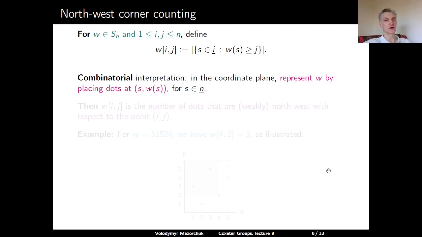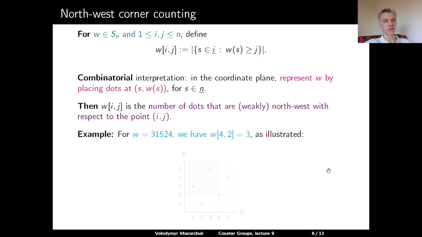Let us look at the usual coordinate plane and let us represent w by its graph. So we have points (s, w(s)), where s runs from 1 to n. So that's just the graph of w as a function. Then w(i, j) is the number of points on our graph that are weakly north-west with respect to the point (i, j). So here's an example. We take w to be the permutation 3, 1, 5, 2, 4, and then w(4, 2) is equal to 3.